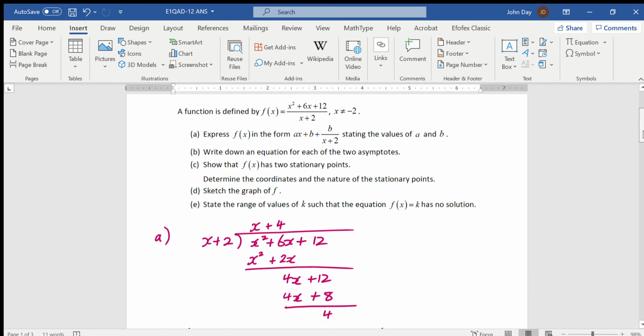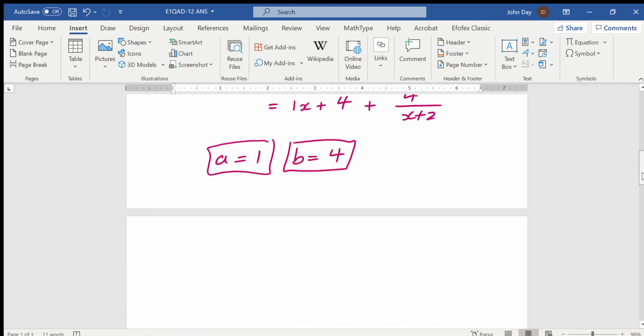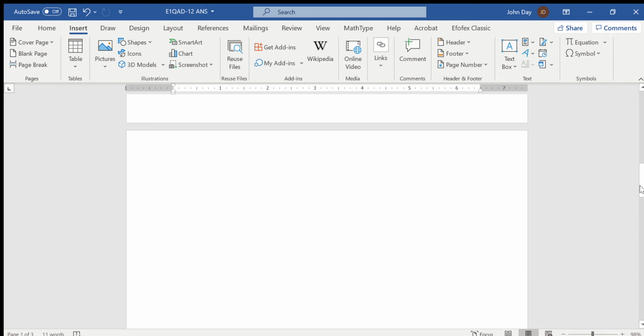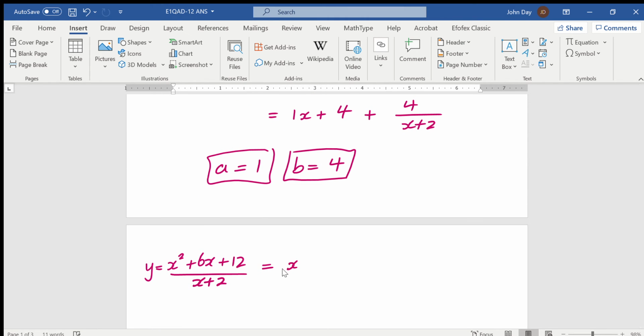Part B, write down an equation for each of the two asymptotes. Okay, so our equation was y is equal to (x² + 6x + 12) on (x + 2), which was equal to (x + 4) on (x + 2). All right, so we want the asymptotes.